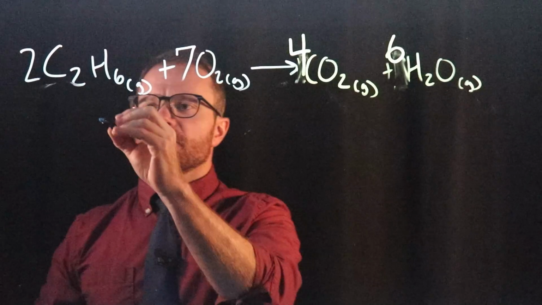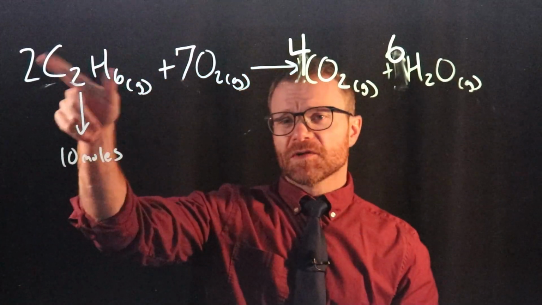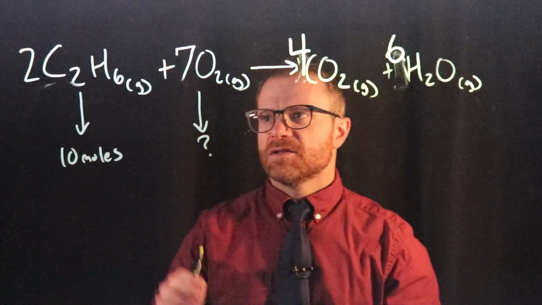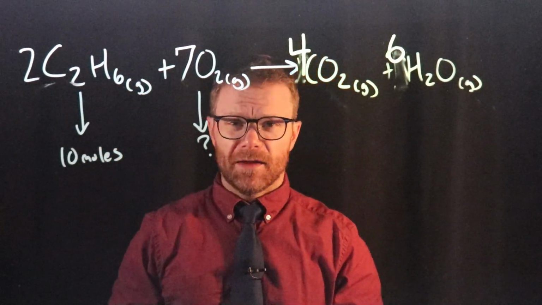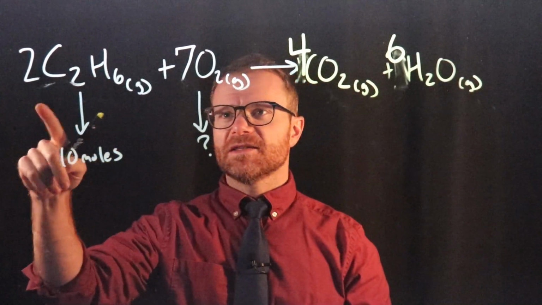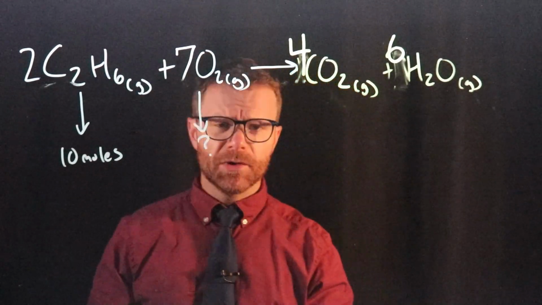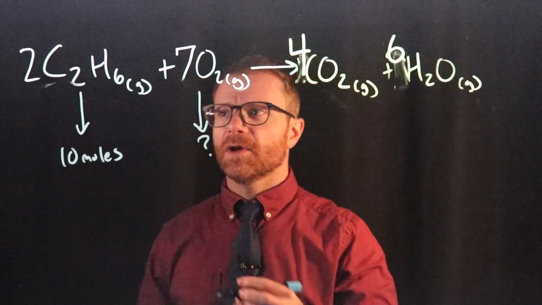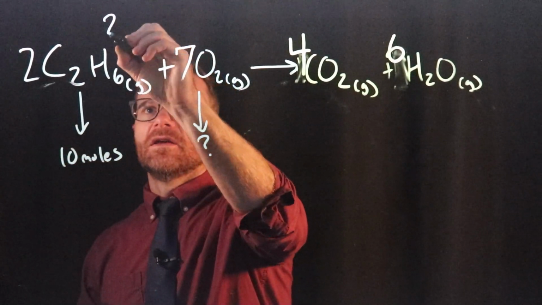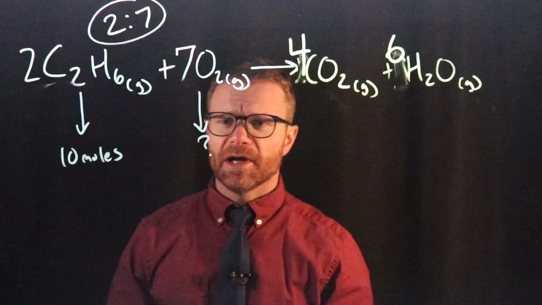Let's use that same number, 10 moles, why not? If I have 10 moles of ethane, how many moles of oxygen am I going to need to fully burn with those 10 moles of ethane? So now we're kind of looking just at the reactants. If I have 10 moles of this, how many moles of this am I going to need to do a complete reaction? So again, we basically just use our mole ratio, and our ratio of ethane to oxygen is 2 to 7. It can't be simplified because 2 and 7 aren't divisible by a common factor.